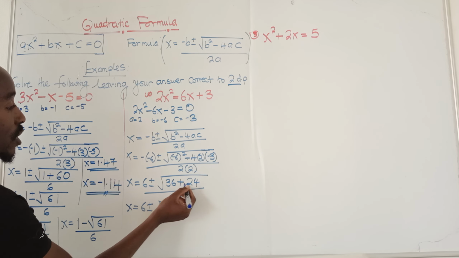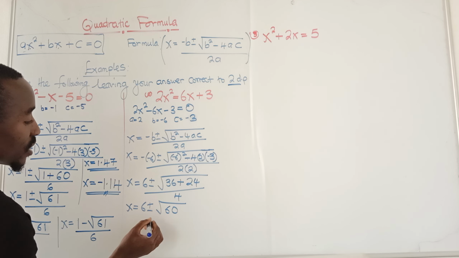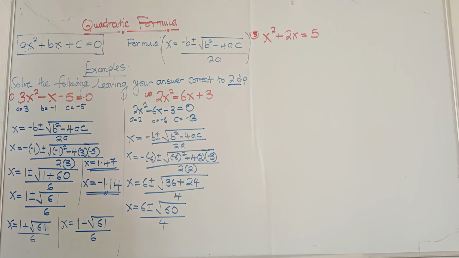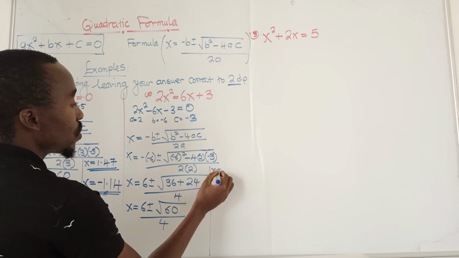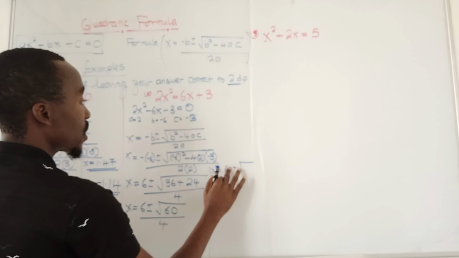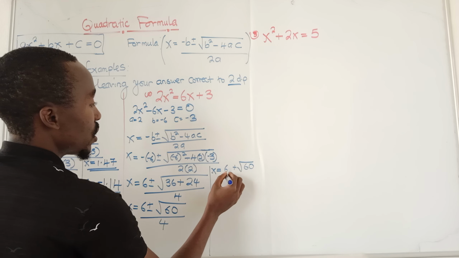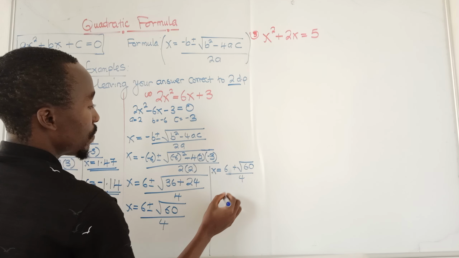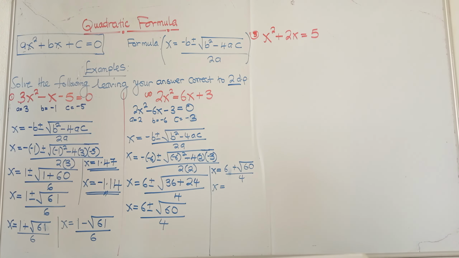Okay? 6 plus this, it is what? 10, 0 carry 1. So this will give us a 60. 60 over 4. Okay, so when we reach there now, we split, we are going to have two answers. Okay, let us bring it here. So our x will be equals to 6 plus the square of 60 over 4.